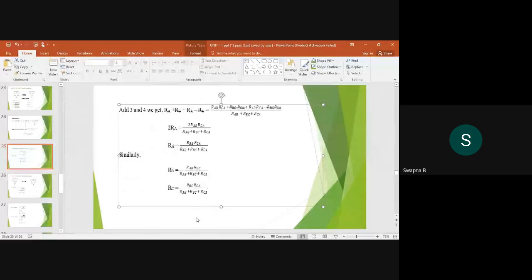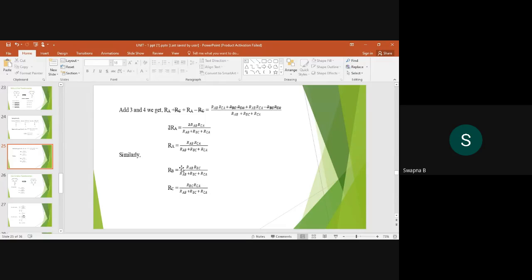Similarly, I will write for RB and RC. As I already told, the denominator will be the sum of all three resistances present in the delta network. That will be common for all parameters, so I'll write the RB, RC denominator as it is. See the numerator. Here this is RA, so we get RAB, RCA. There is no RBC, which means the A term. RB means RAB, RBC, the B term. RC means RBC, RCA. So this is the numerator.